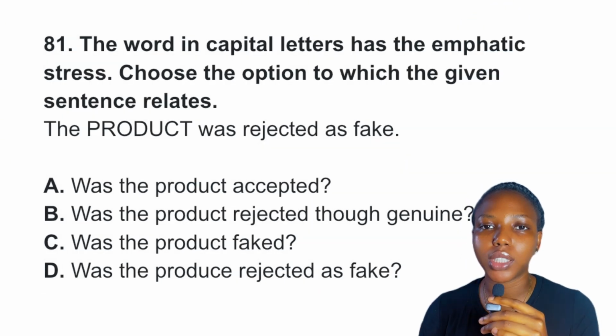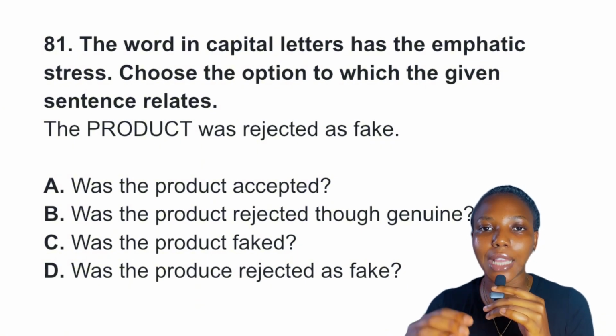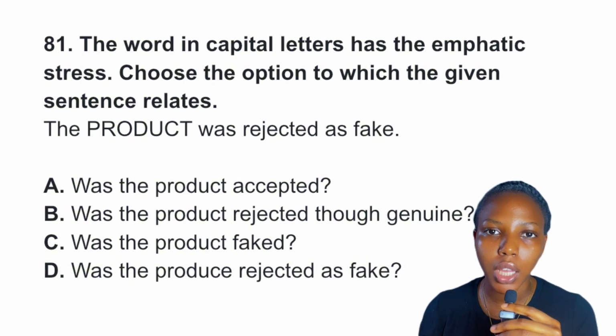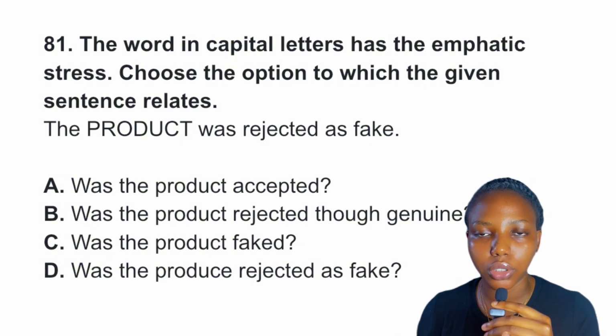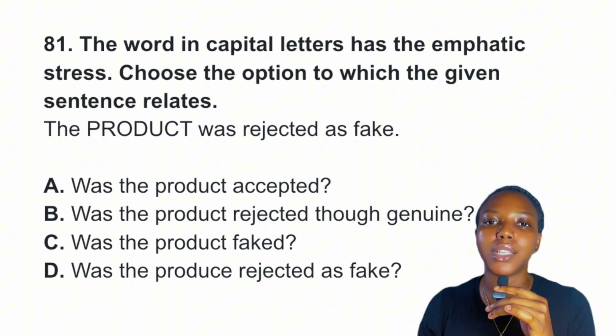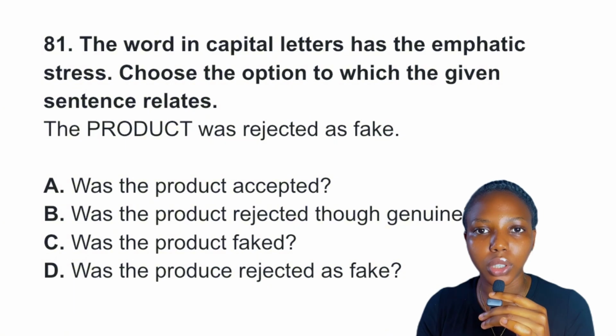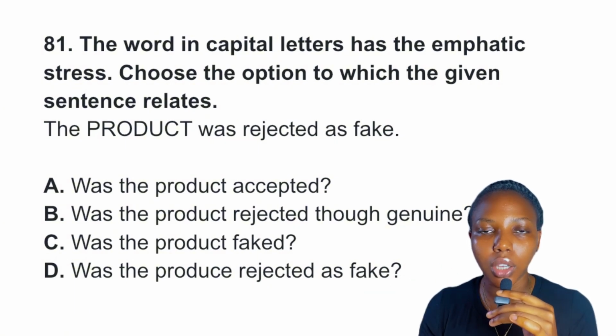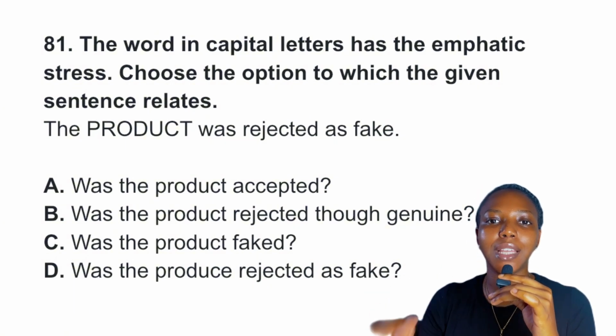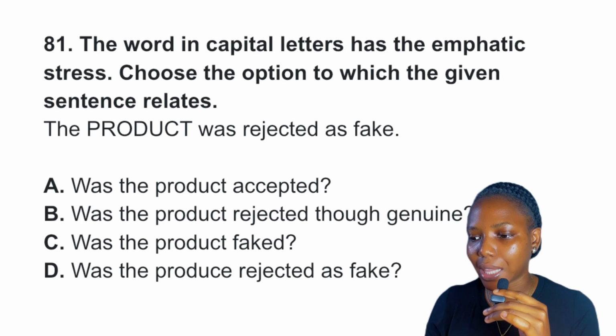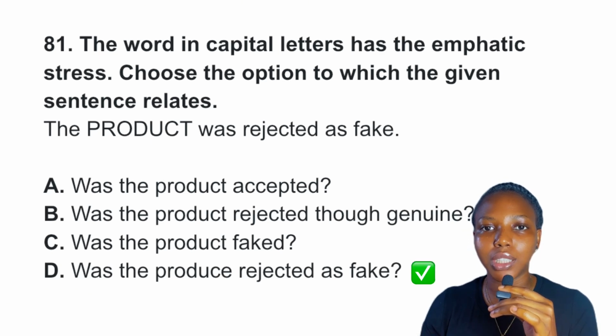81. Okay, so this question is still under emphatic stress. The emphasized word in this sentence is product. Now product is something made or manufactured. When we want to solve emphatic stress questions, we go to the options and select the option that has a different word, a word that shows contrast, a word that replaces the emphasized word, and that is in option D. All right, you see produce.